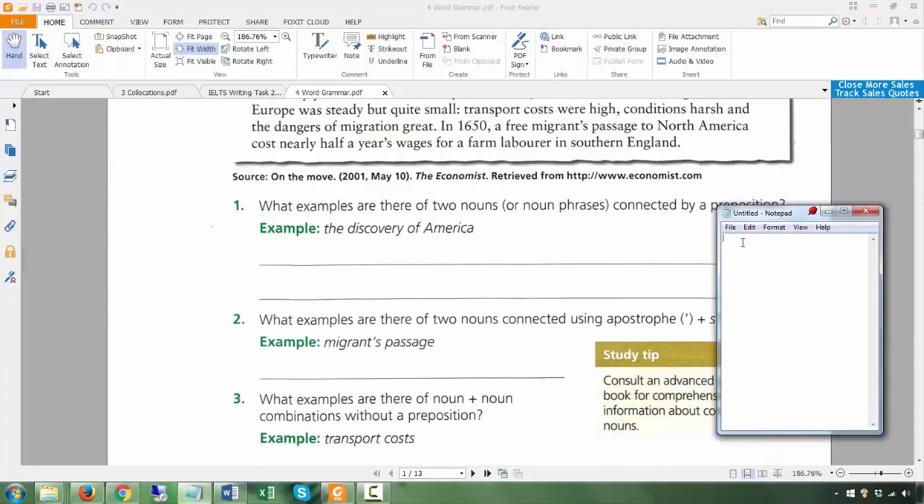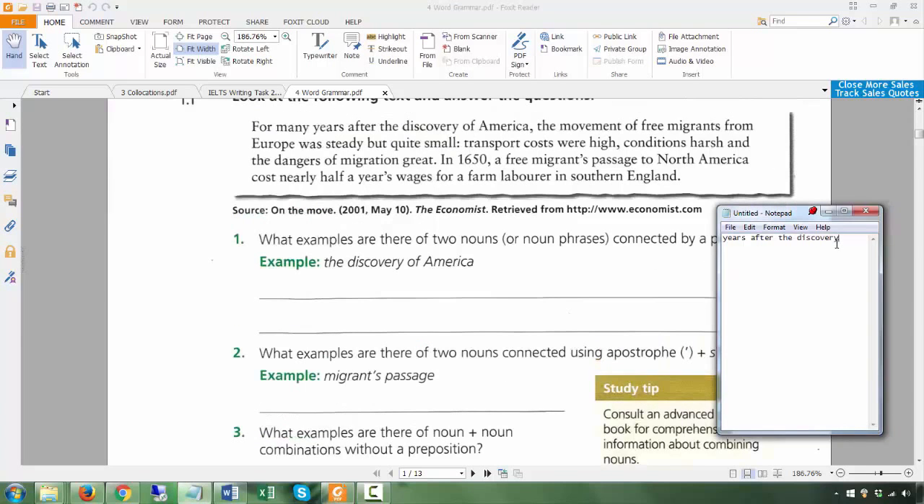Okay, so this is another case of observing what you see in the text here, and it's a short text. So for one, what examples are there of 2 nouns connected by a preposition, or noun phrases connected by a preposition? Okay, so you have years after the discovery. Years, and after is the preposition. The discovery is a noun again. Migrants from Europe. From is a preposition. Dangers of migration. Passage to North America. Okay, those are connected by a preposition.